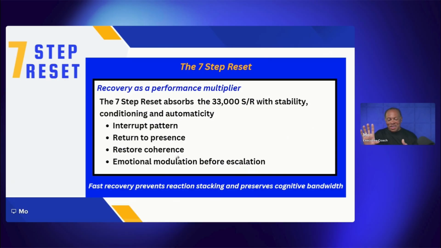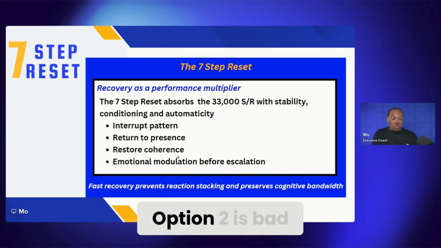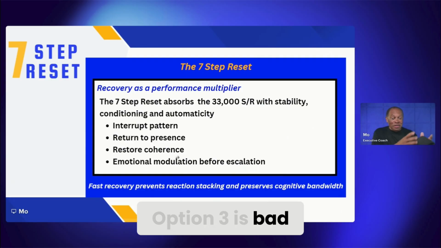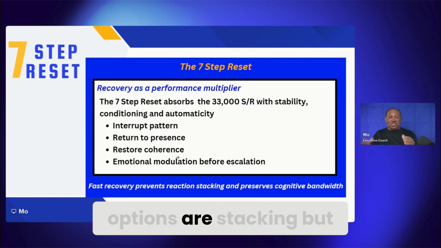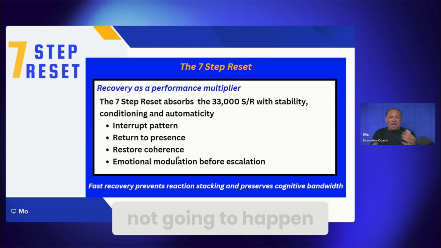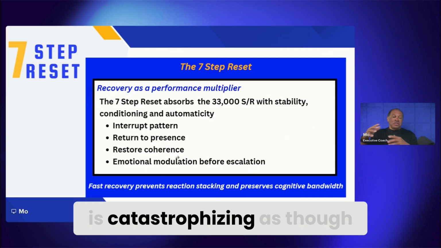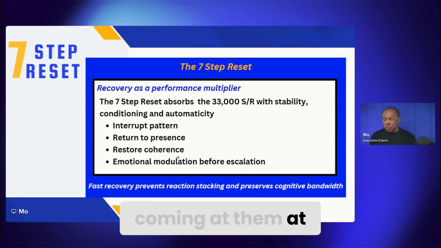And you have the network of neurons now saying that's a bad thing, it creates some fight or flight. Option 2 is bad, creates some more fight or flight. Option 3 is bad, it creates some more fight or flight, but they stack. It's like all 3 options are stacking, but all 3 options are not going to happen at the same time. You're doing one or the other, but yet the person is catastrophizing as though all of this is coming at them at one time. So that's an example. That's a visual you can have.